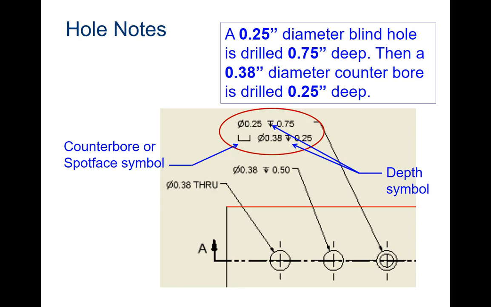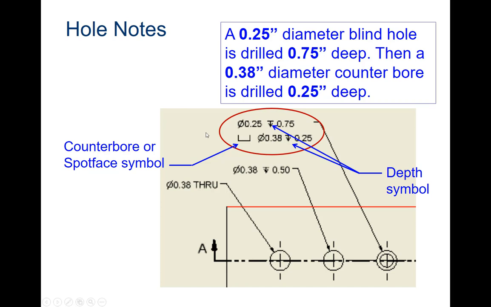So any hole annotation is going to have a number of different pieces of information. Let's learn how to read them. The first thing you're going to have is a diameter. So first off, it's going to tell you how big around the hole is. And then typically right behind that, you're going to have the depth indicated. In this case, it's telling us that we have a depth of 0.75. If this was going all the way through, we wouldn't have that symbol. It would just say THRU, indicating that the hole goes all the way through.